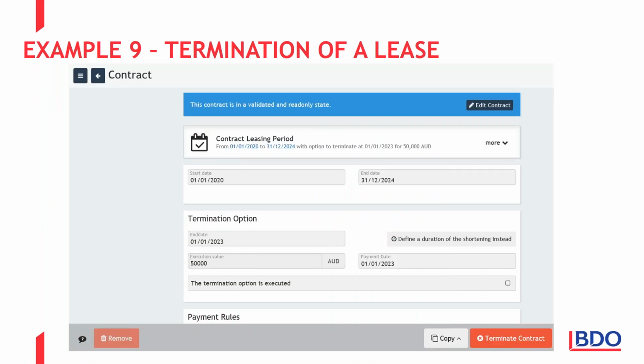I've put in the leasing period for the 5 years, and you can see I've captured information around the termination option, that there's an execution value of 50,000, and the payment date would be 1 January 2023 if we decide to exercise it. And then I've got here the termination option is executed. No, it's not executed yet. We're still thinking about it. So this termination option would not impact our calculations because we don't think it's reasonably certain that it would happen.